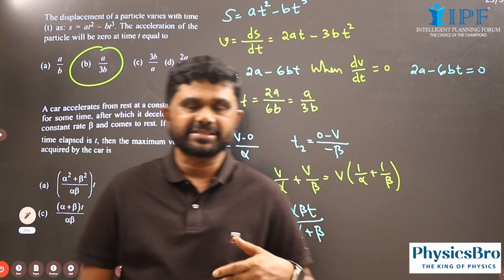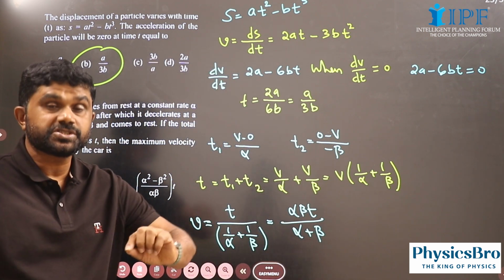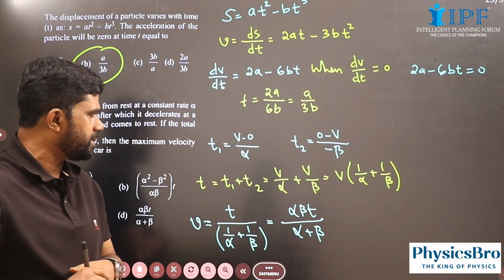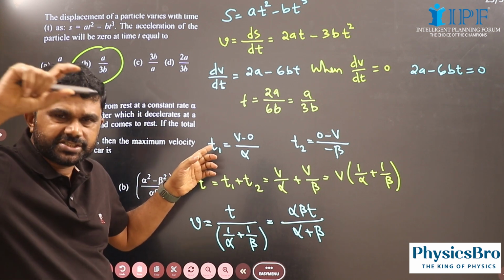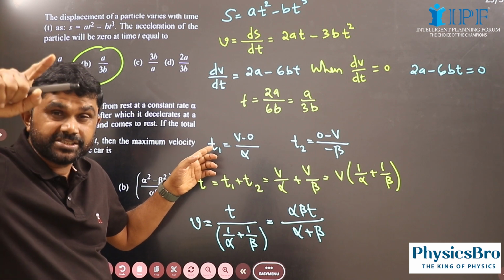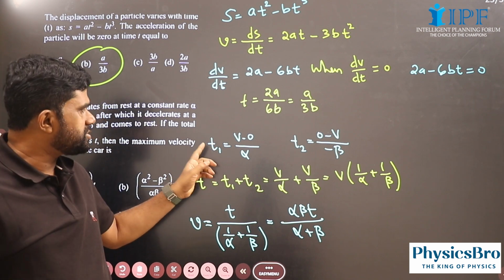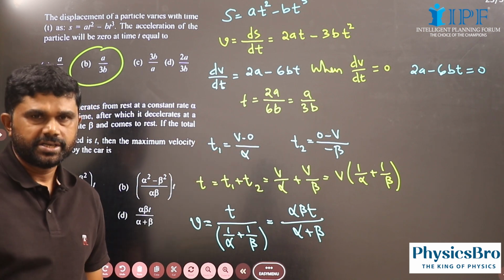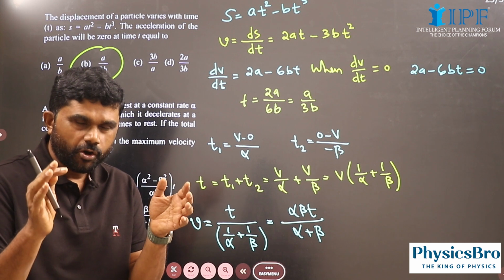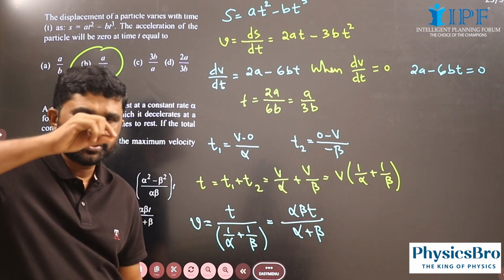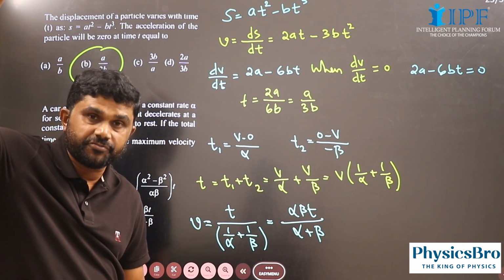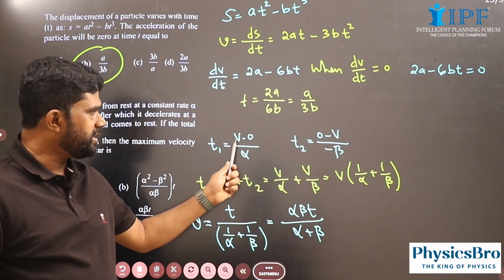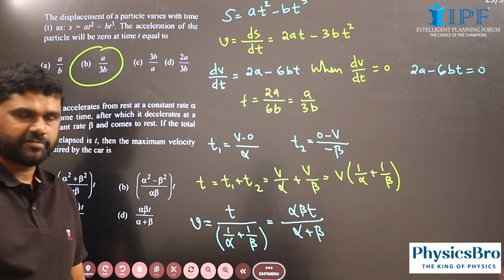So during the accelerated motion, its velocity changes from 0 to v in time t1, where t1 is the time for accelerated motion. See, acceleration is change in velocity by time, so time will be change in velocity by acceleration. In physics, change means always final minus initial. Here the body starts from rest and acquires a velocity v, so final v, initial 0. Final minus initial divided by acceleration alpha.